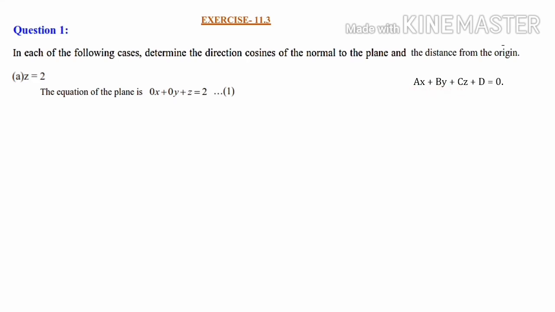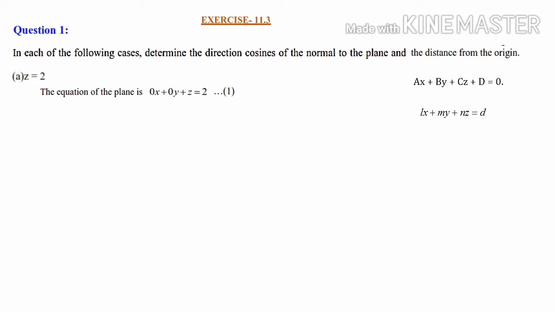And again we have learned the normal form of equation of plane. In Cartesian form we can write it as Lx plus My plus Nz is equal to D. Here L, M and N are the direction cosines and D is the distance of the plane from the origin. These are all we have learned in the previous lesson. And here A, B and C are the direction ratios.